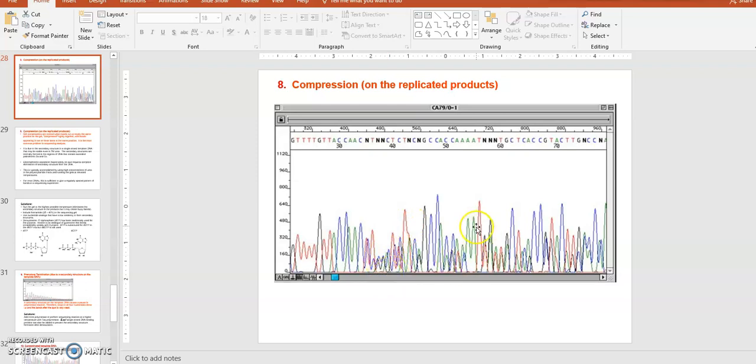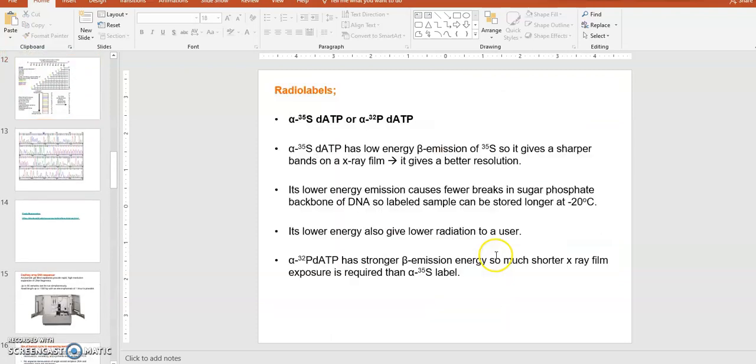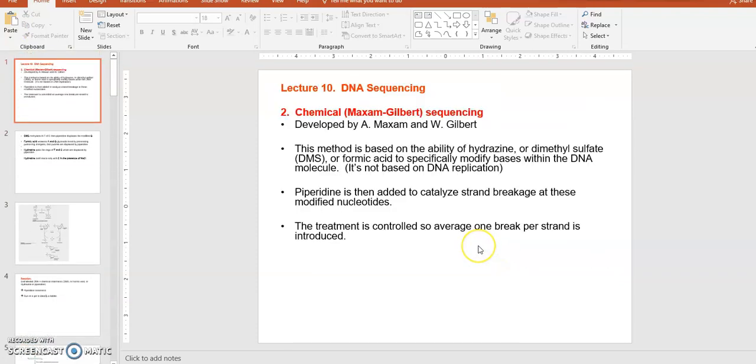For example, look at that peak right there. You see black and green superimposed together. It looks like there are two dideoxynucleotides stopping the replication there. That is what we're talking about as compression. That's due to the strong presence of secondary structure on your replicate strand. Then it's hard to tell which nucleotide this is, right? It's hard to identify the sequence. So those difficulties will be present if we use the Sanger dideoxynucleotide sequencing method.